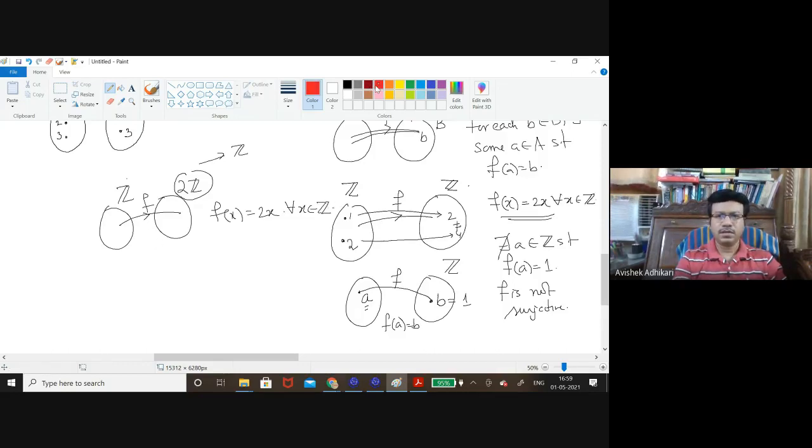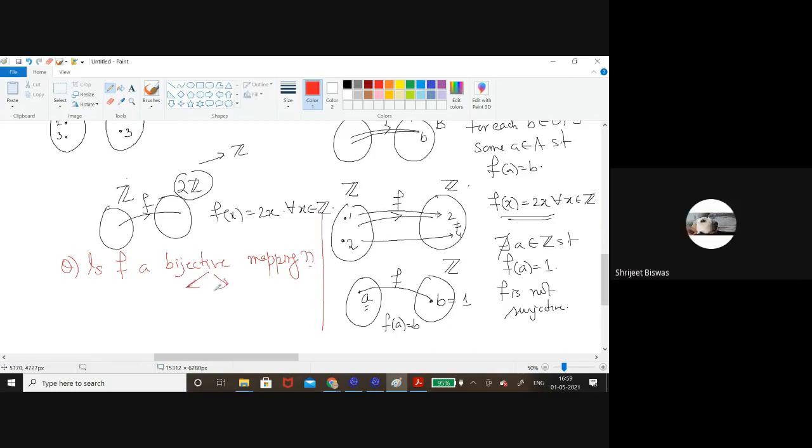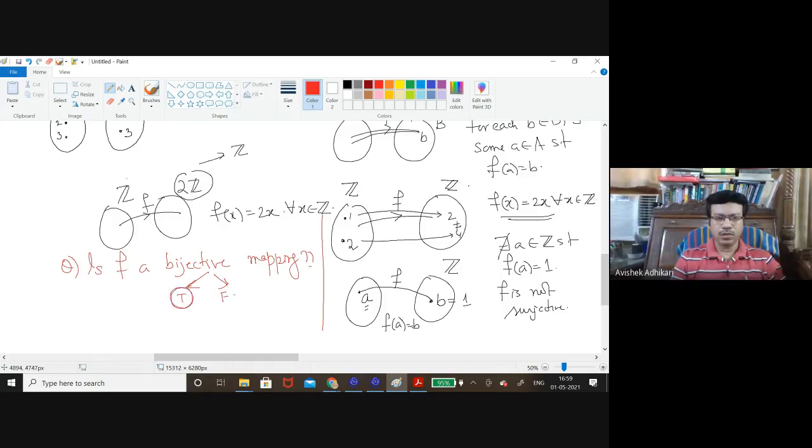And the same question, is F a bijective mapping? That means both injective and surjective. What is your conclusion? True or false? Yes, sir, true. Okay, somebody says true, and you are right.